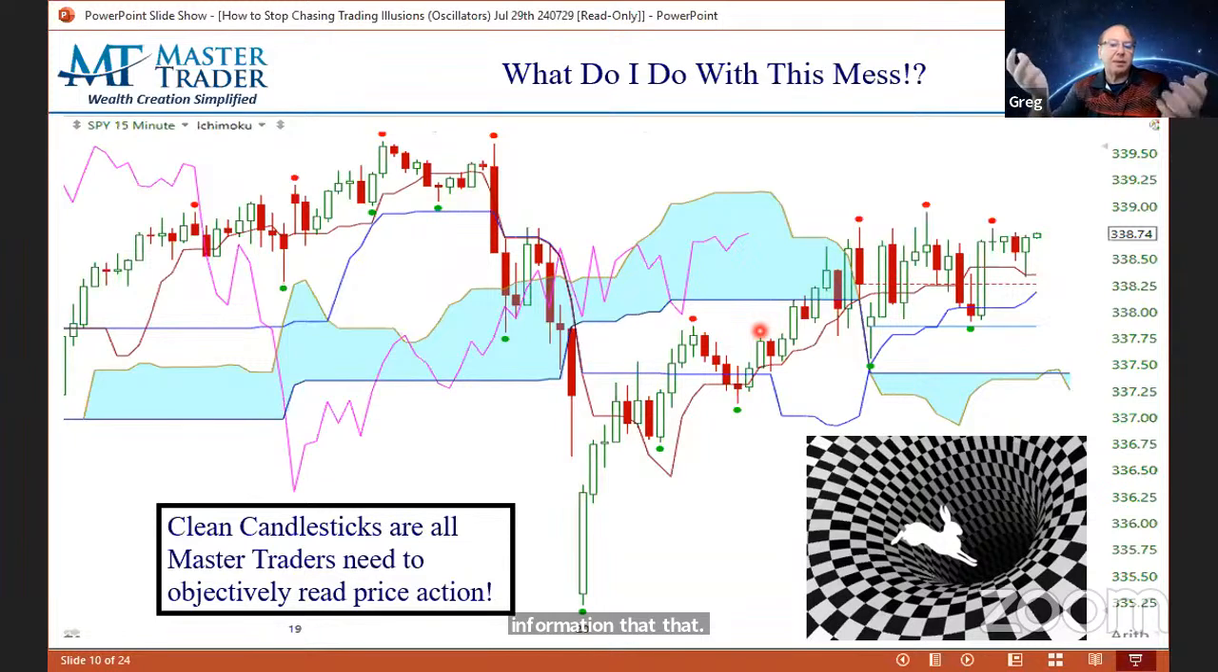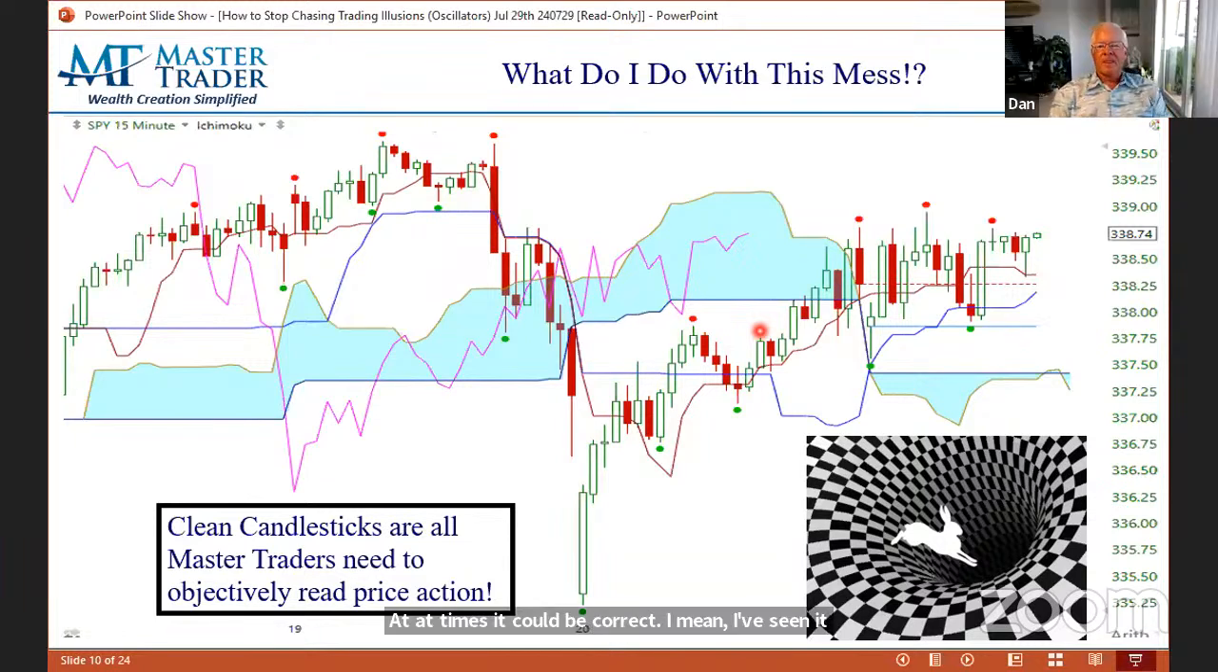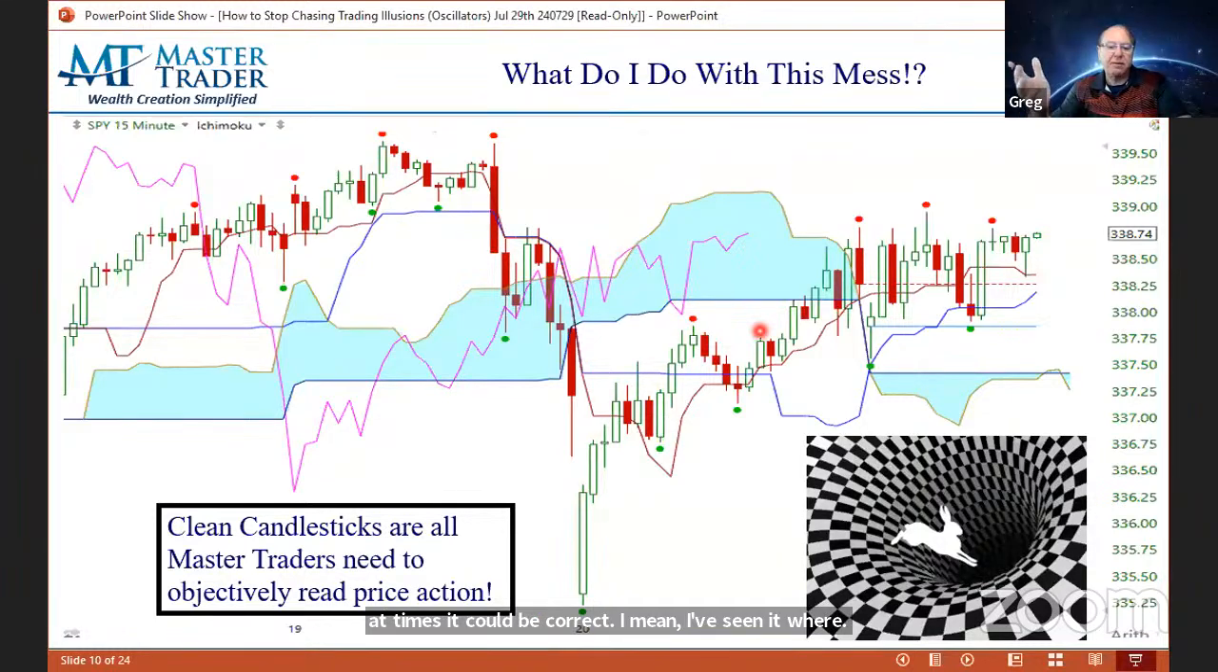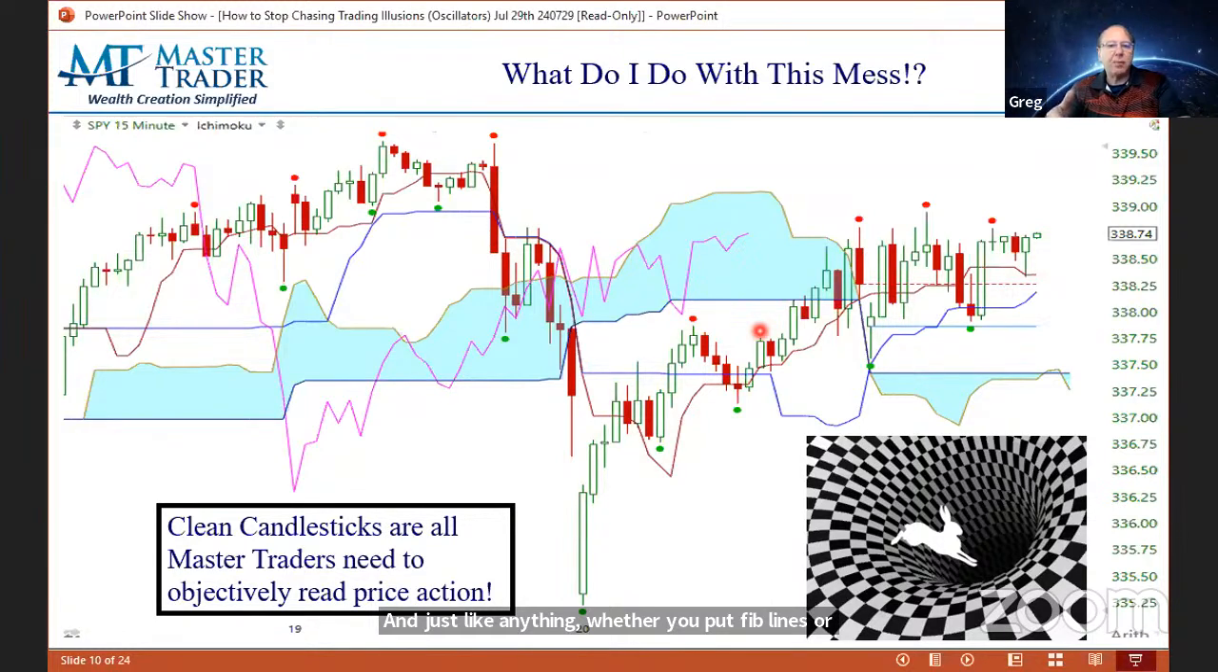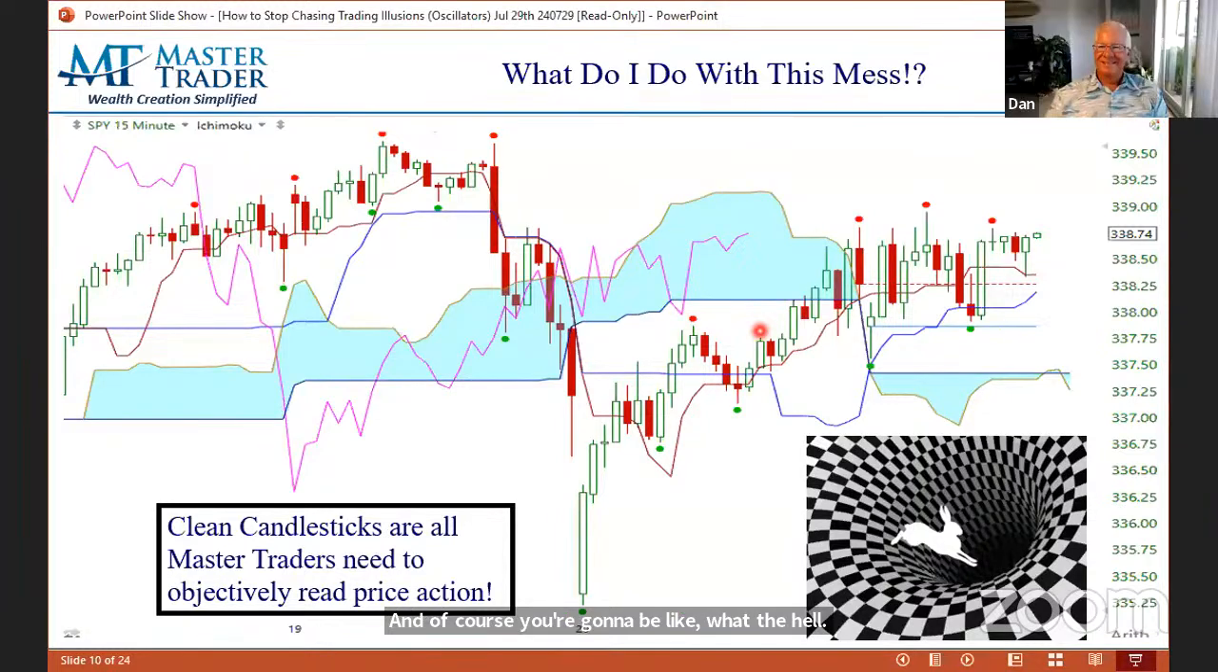At times it could be correct, Dan. I've seen it where prices turn in the cloud. It's called an Ichimoku cloud. And other times it's covering the prices, and just like anything, whether you put fib lines or trend lines on there, you're going to have a point in time where prices just rip through that like it's not even there. And of course, you're going to be like, what the hell? My cloud's been broken. Why did that happen?